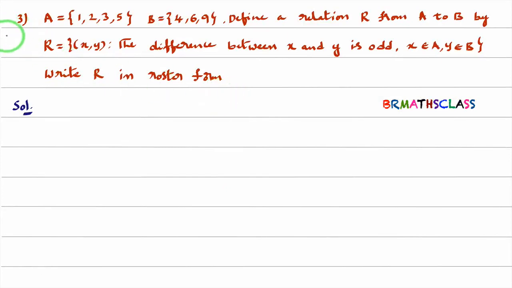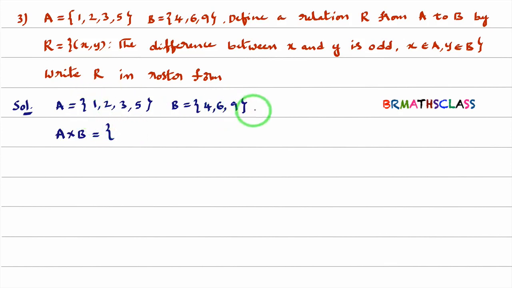This is the third problem on exercise 2.2 in Relations and Functions of class 11. First, you observe what is the given information. They gave set A and set B. I'll write the same thing here. I have written set A and set B.